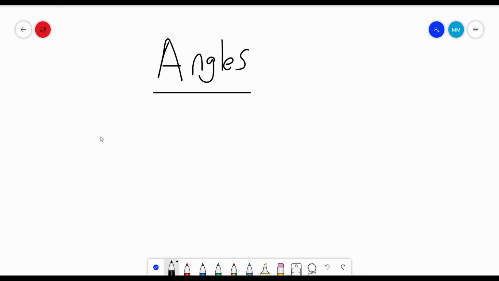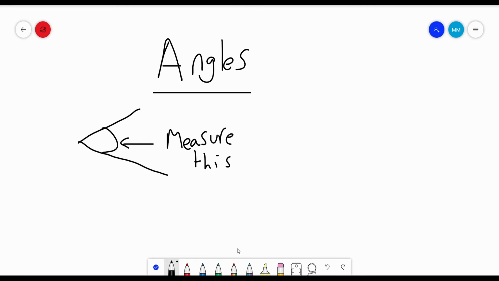For those who don't know what an angle is, it is this bit here. So if you had two straight lines, then you would take your protractor and you would measure this part. That's your angle. But angles are divided into categories, so let's go through the categories.